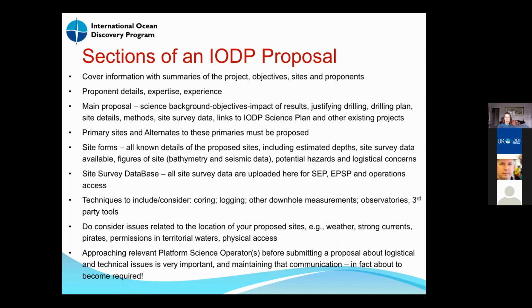So it can't really be right next to the primary site because we'll have exactly the same problems there. And ideally, it might be somewhere where actually you would have fewer operational problems. So if things go wrong, it's a place where you can still hopefully achieve as much of the science as possible. You have to fill in details about the sites and the site forms, and then upload site survey data, if it's a full proposal, to the database. And you need to consider the different techniques.